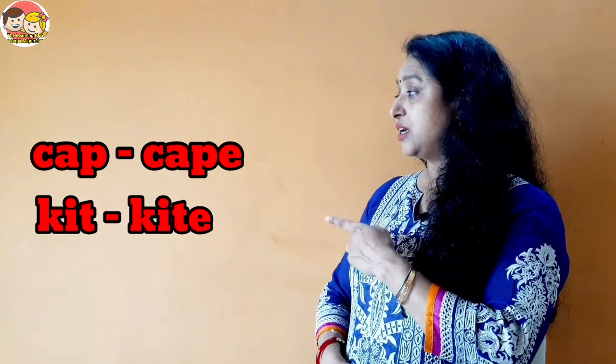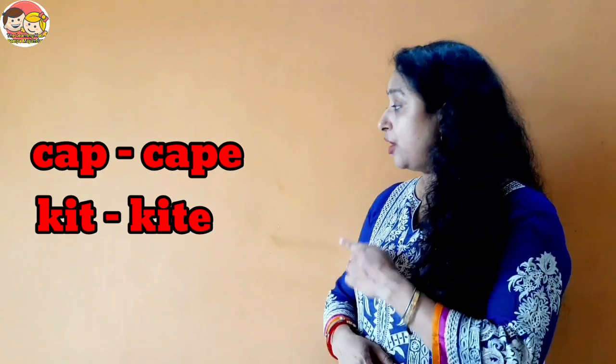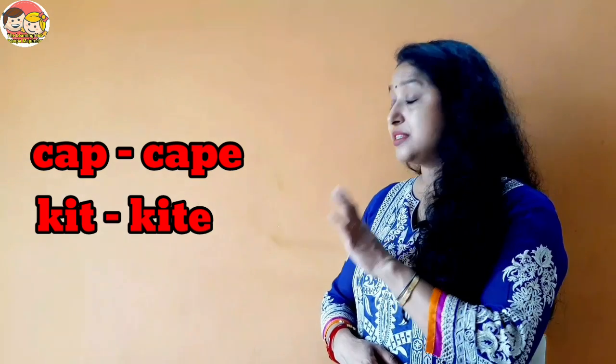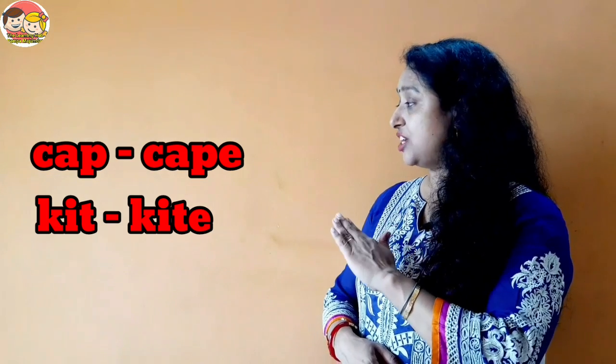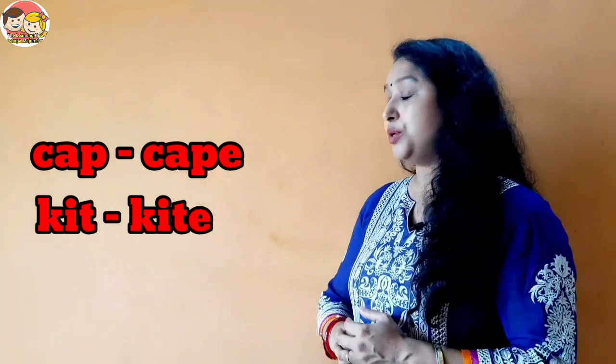For example, cap, cape, kit, kite. Observe very carefully. Here the letter E is placed at the end of the word. It becomes silent and it changes the short vowel sound into a long vowel sound.